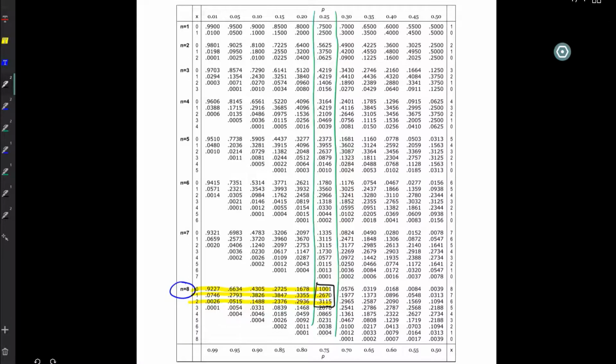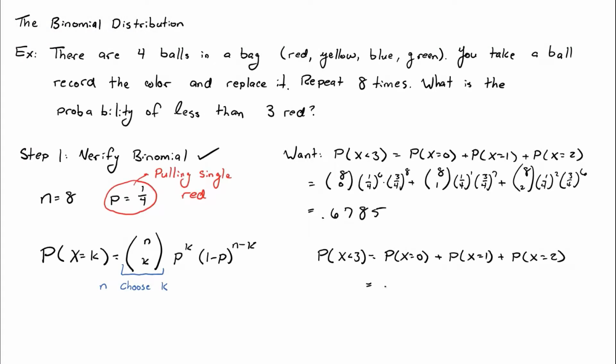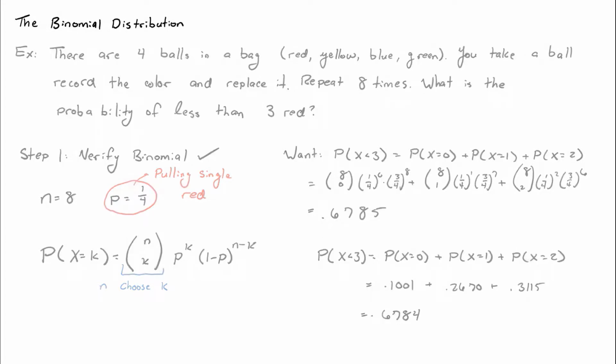A few things about this table. First, any blank spot like here, the probability is 0. You can treat it as 0. Second, the table doesn't have all the probabilities or n's. If either n or p is not in the table, you need to use the formula. Back to our problem, we found the values for 0, 1, and 2. Add these up and we get 0.6784, and our answers basically match. Any difference is due to rounding.